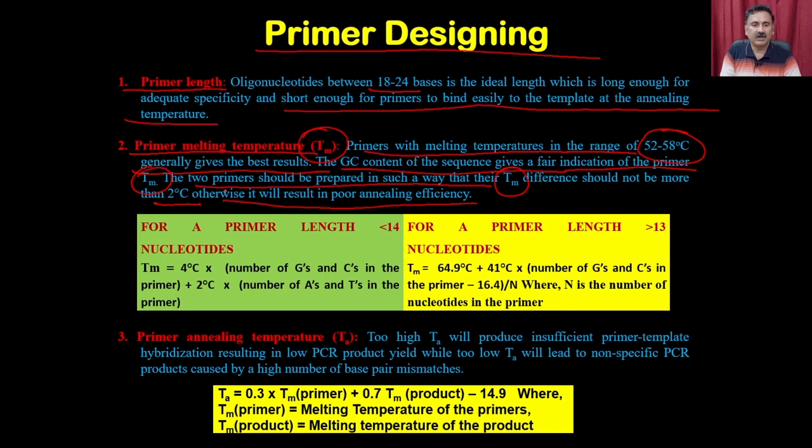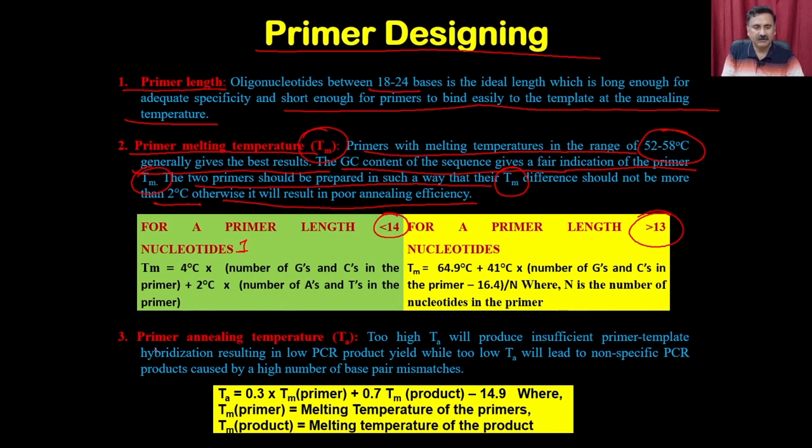You can calculate the primer melting temperature by using this particular formula. If the primer length is less than 14, you can use this formula. And if the primer is more than 13, then you can use this formula.